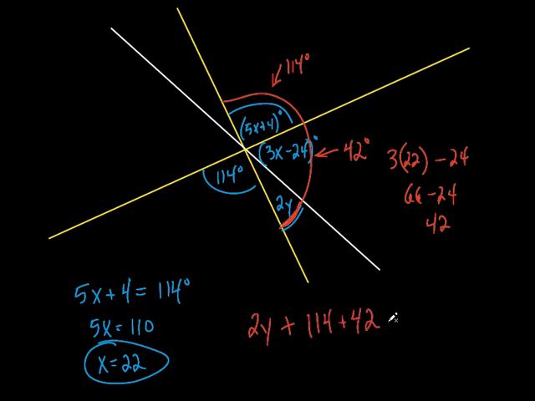Everybody see that? Those are our 3 angles. 2y is this one that we don't know. We know this one, 42. We know this one, 114. So you add all 3 of them together. But then you do what to them after you add them all up? What do they add up to be? 180, because they form a straight line. So they add up to be 180 degrees.